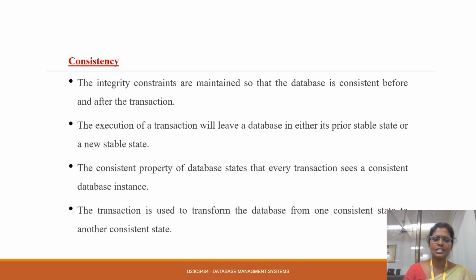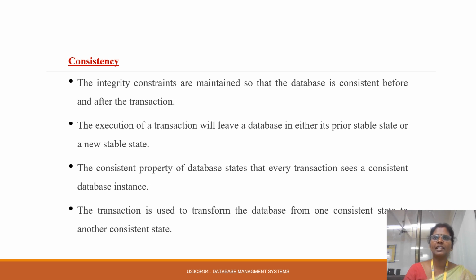The next property is called the consistency property. The integrity constraints are maintained so that the database is consistent before and after the transaction. We saw about the integrity constraints: unique constraint, null constraint, check constraint, default constraint, primary key, foreign key, all are called constraints. So the integrity constraints are maintained so that the database will be in the consistent state.